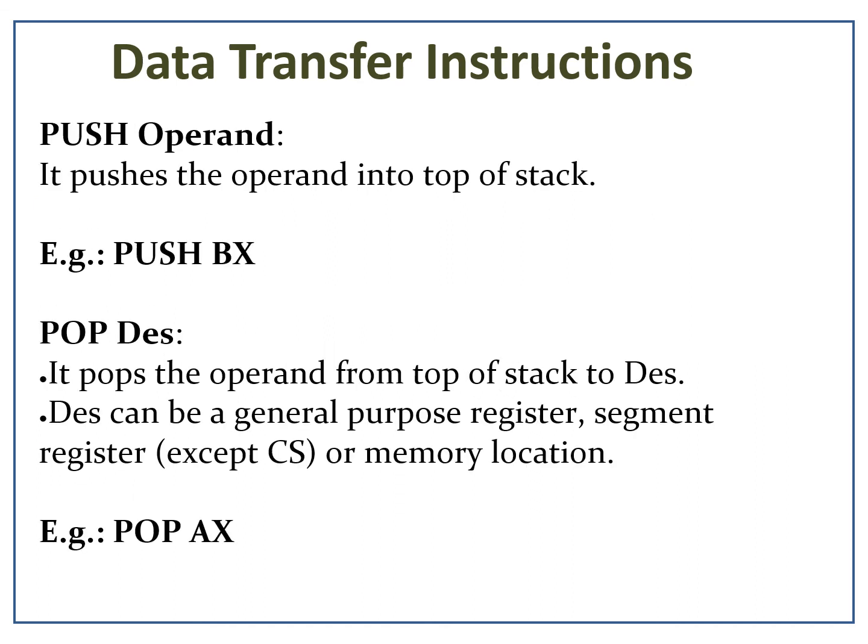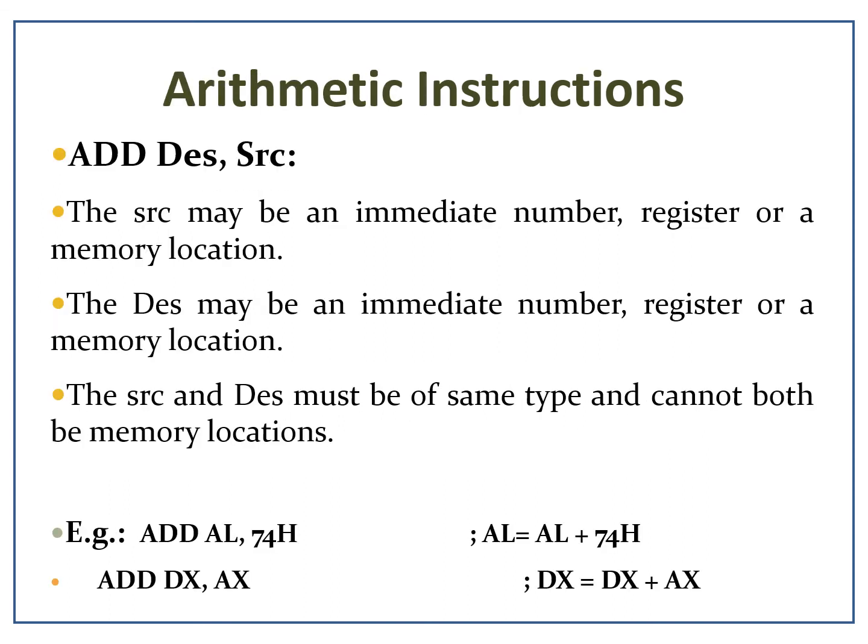Next data transfer instruction is PUSH operand. It pushes the operand onto the top of the stack. An example of push is PUSH BX. Next is POP destination. It pops the operand from the top of the stack to the destination. Example: POP AX.